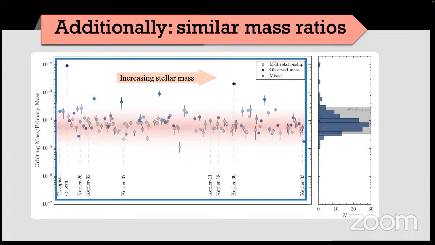So these systems were selected if they had 3 or more planets, and that planetary system was compact within half an AU. So you can see on a wide range of stellar masses, ranging from TRAPPIST, which is a 0.1 solar mass, up to Kepler-33, which is 1.3 solar mass, you have this common mass ratio. And 90% of systems would have a mass ratio between 3 × 10⁻⁵ to 3 × 10⁻⁴.